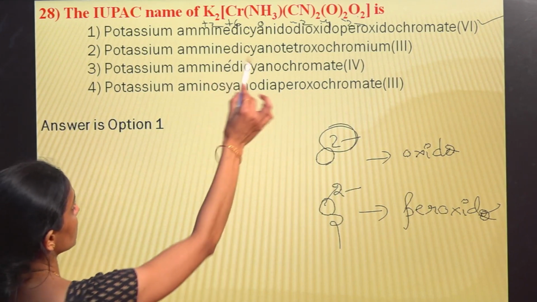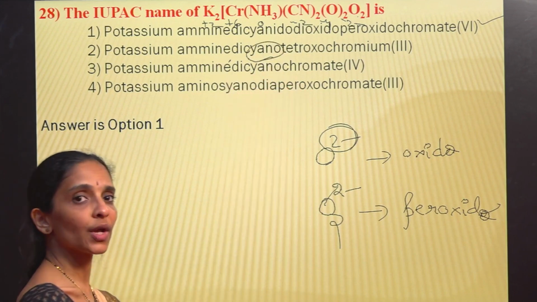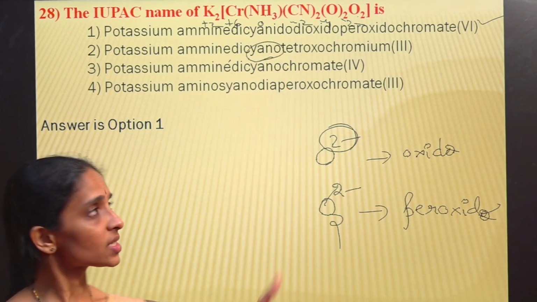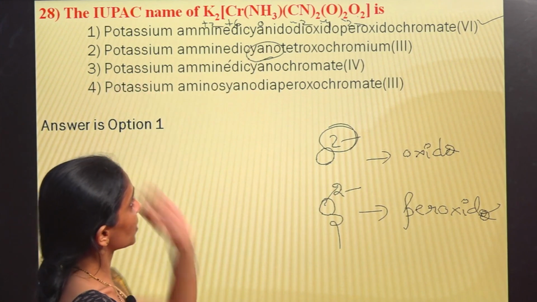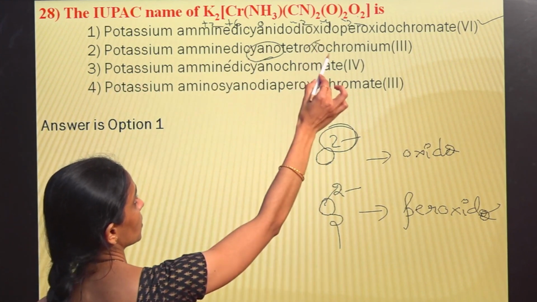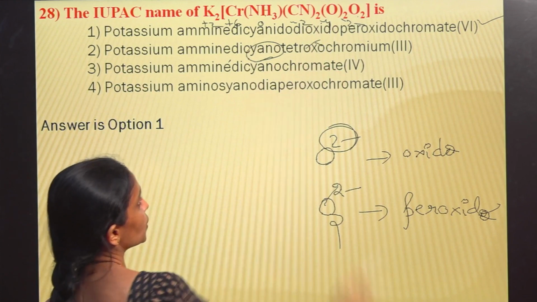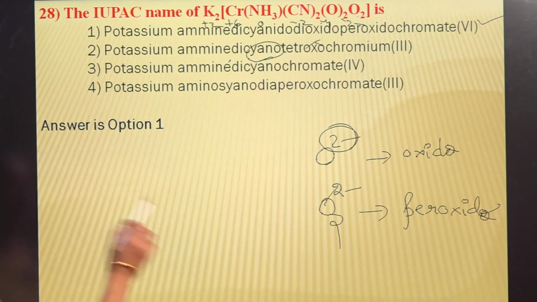See, cyano cannot be used according to IUPAC rules. Cyanido has to be used. Remember, oxo can't be used, oxido has to be used. All right. So option 1 is the answer.